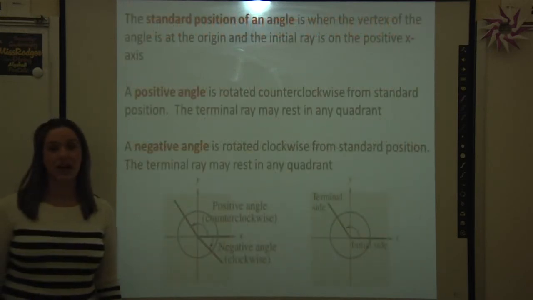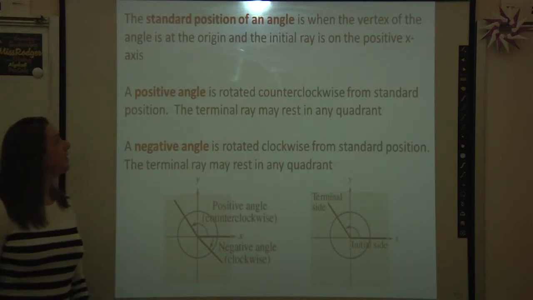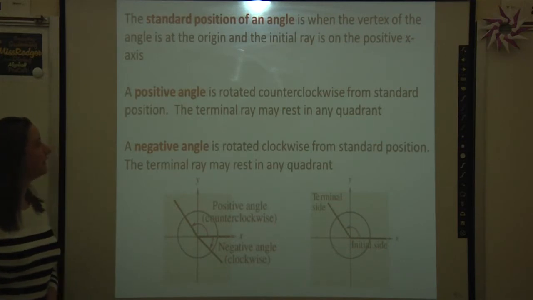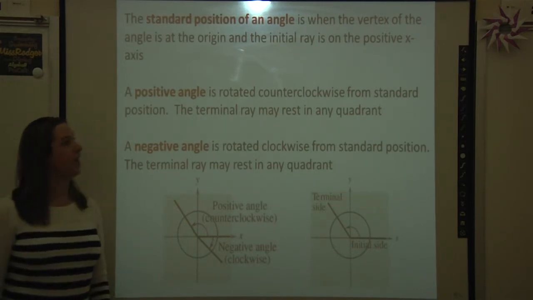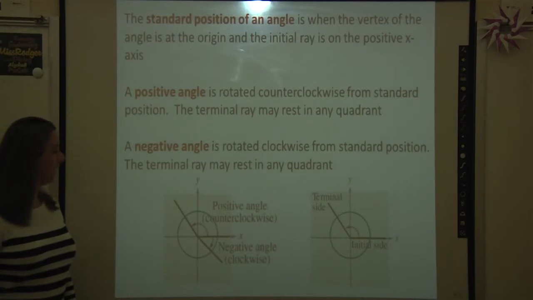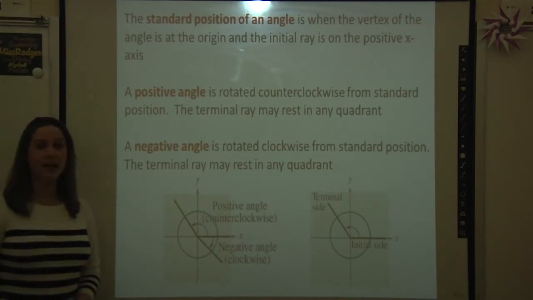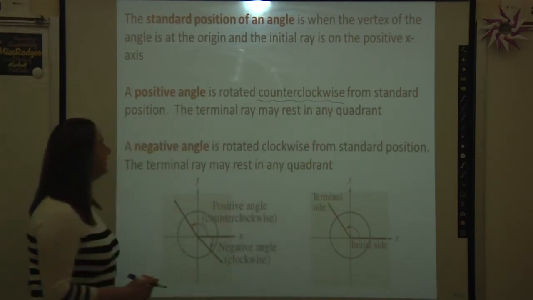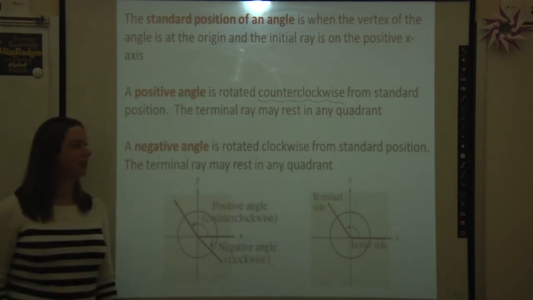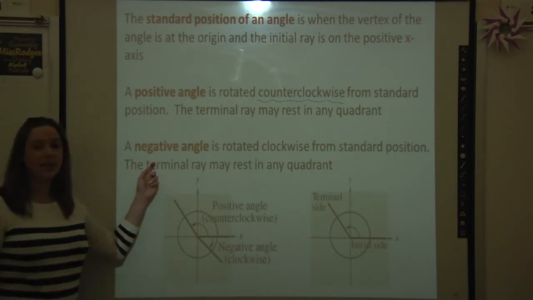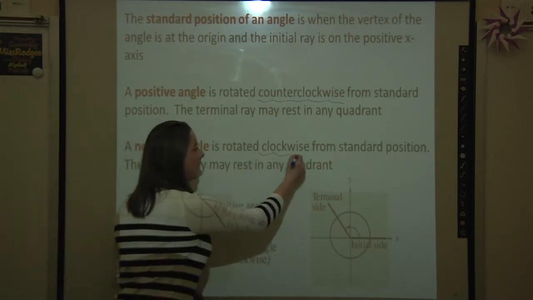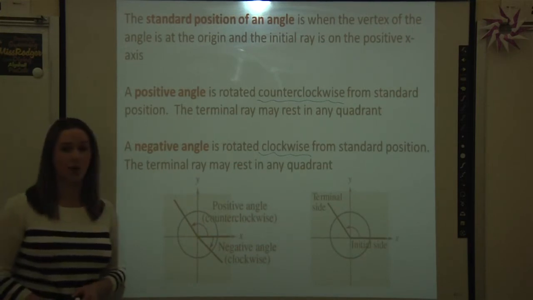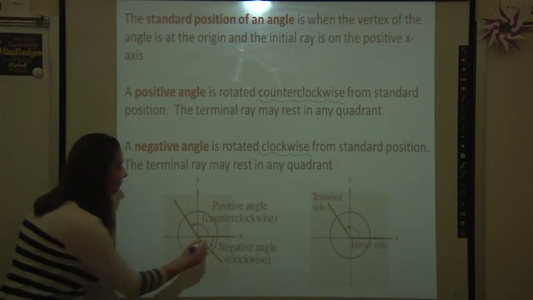Let's take a look at what our angles specifically look like. The standard position of an angle is when the vertex of the angle is at the origin and the initial ray is on the positive x-axis. A positive angle is rotated counterclockwise from standard position. The terminal ray may rest in any quadrant. When we have a negative angle, it's rotated clockwise from standard position, and the terminal ray again may rest in any quadrant.